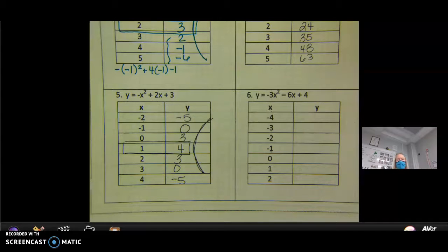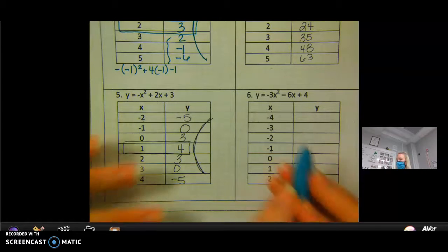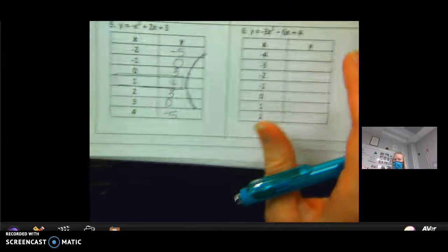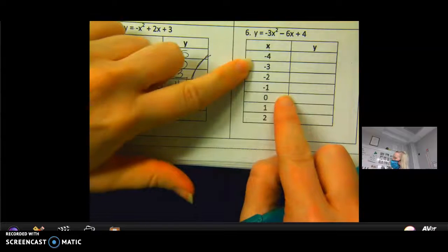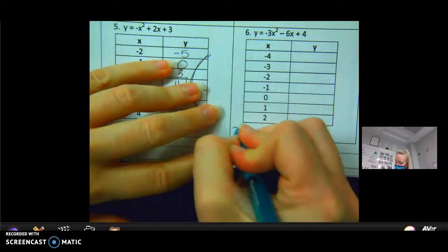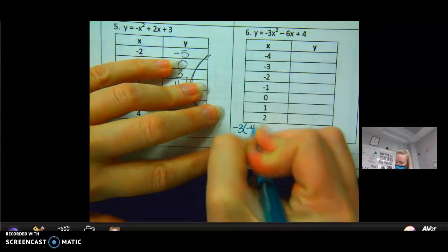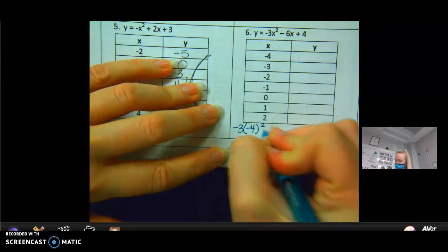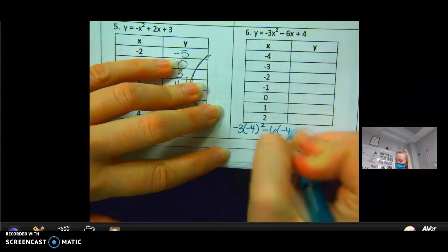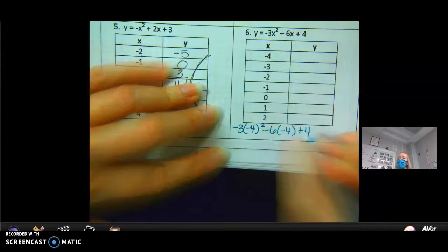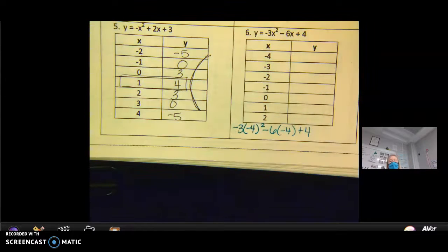Someone remind me, when I'm plugging this into my calculator, what do I need to make sure I always do with my x values? Put the parentheses around it. So like if I was going to write down when I plug in -4 into this, I would do -3 parentheses -4 in parentheses squared minus 6 times -4 and then plus 4. And I type that whole thing into my calculator, but make sure I have my parentheses. If I don't, I'm going to get the wrong answer. What do you get for an answer when I plug in -4, guys?